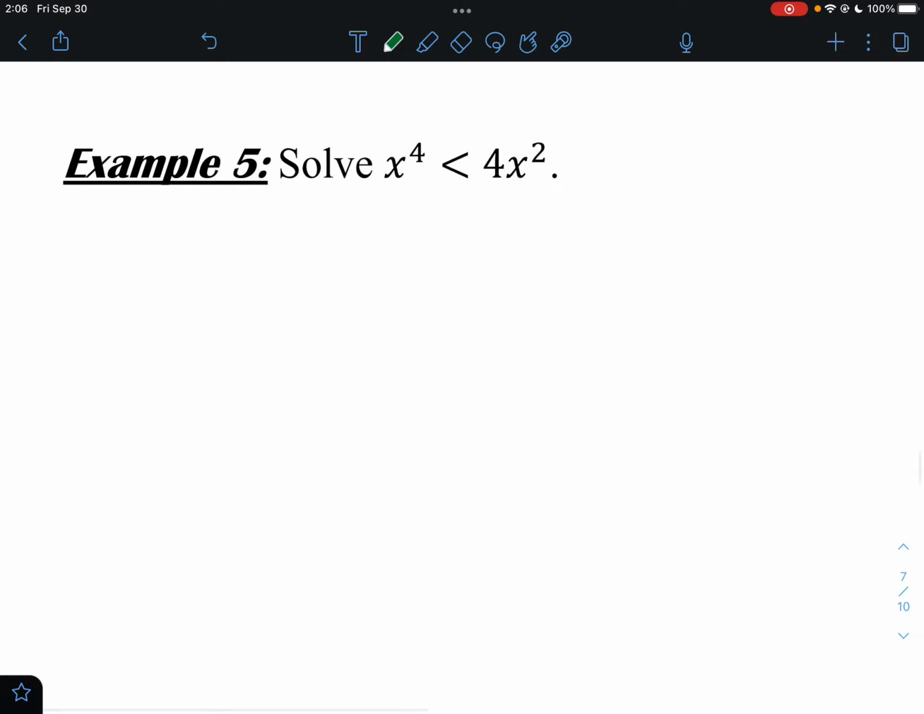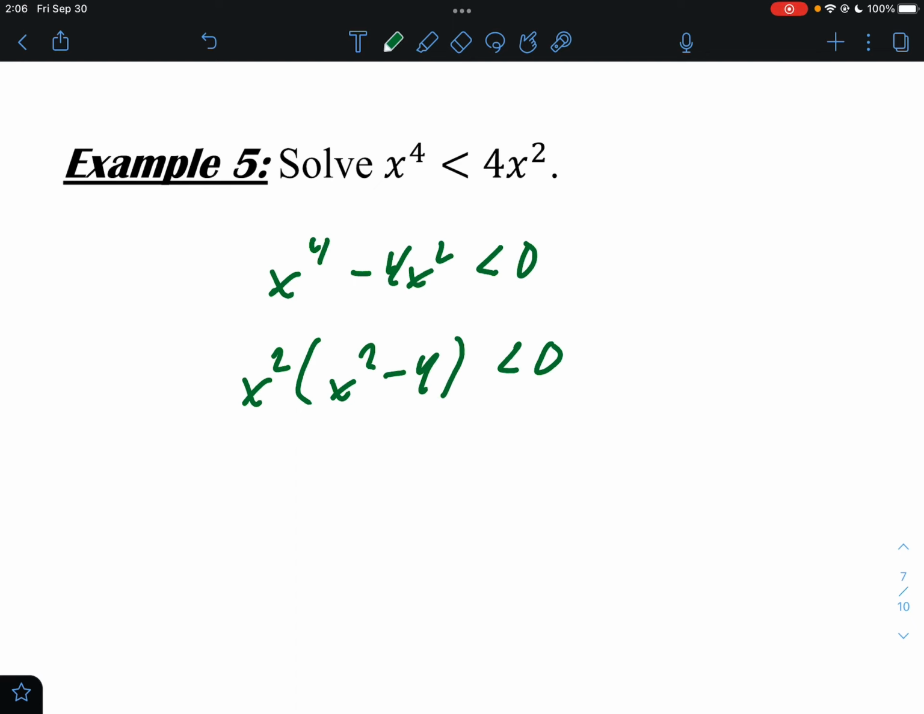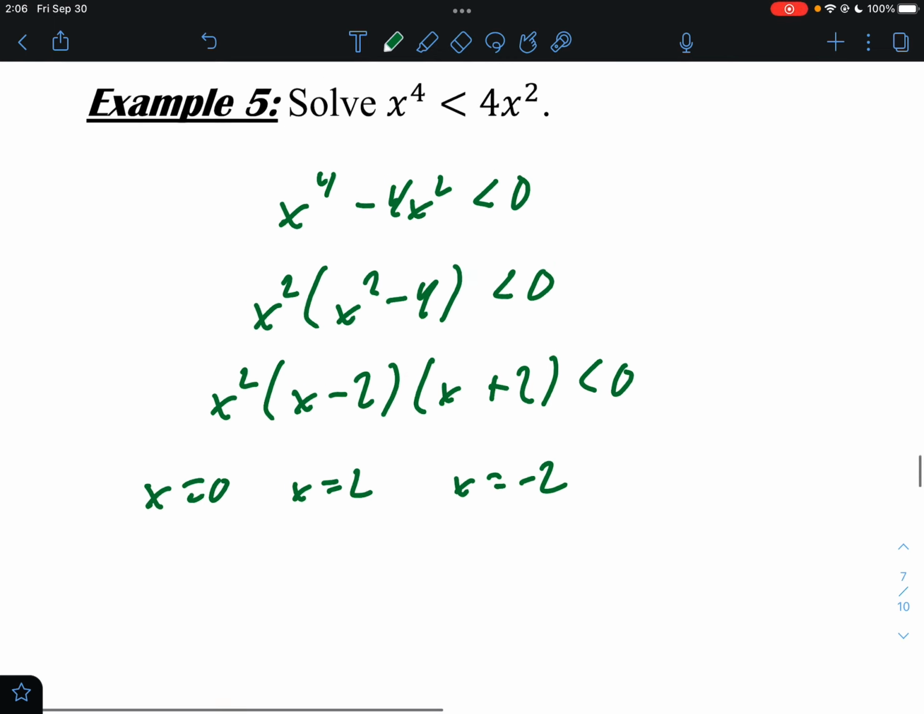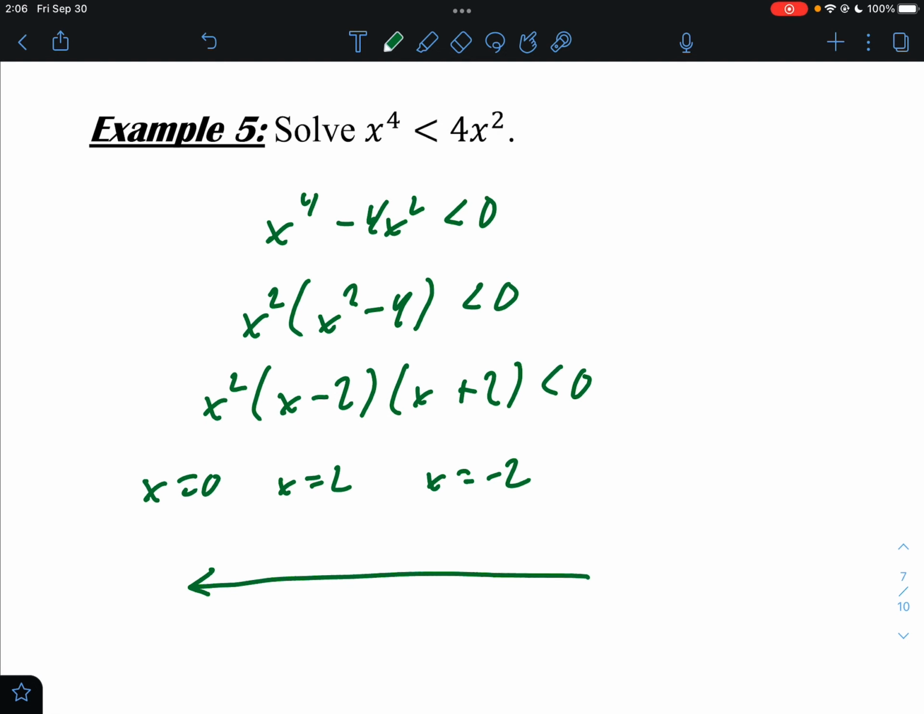Okay, one more like this. Let's start by subtracting the 4x squared over and putting this in factored form by taking out a GCF of x squared. We're still not done yet. And now it's in factored form. So my zeros are x equals 0, x equals 2, and x equals -2. -2, 0, 2.